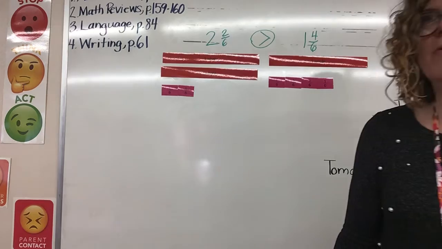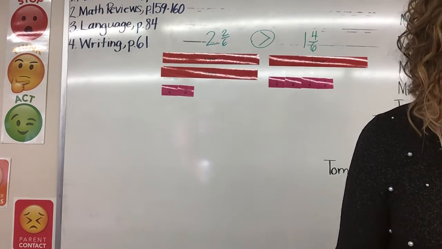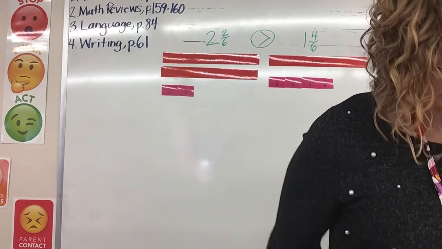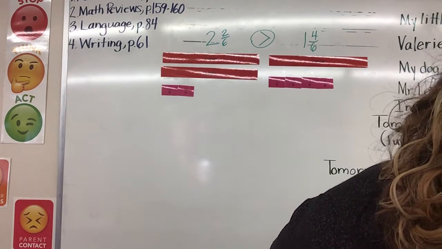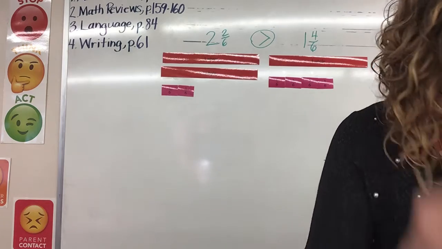Can we compare by the whole number? Yes, because one side has a 3 and one side has a 2. So we can already compare by the whole number. We're going to write 3 and 3/4 is greater than 2 and 3/4.